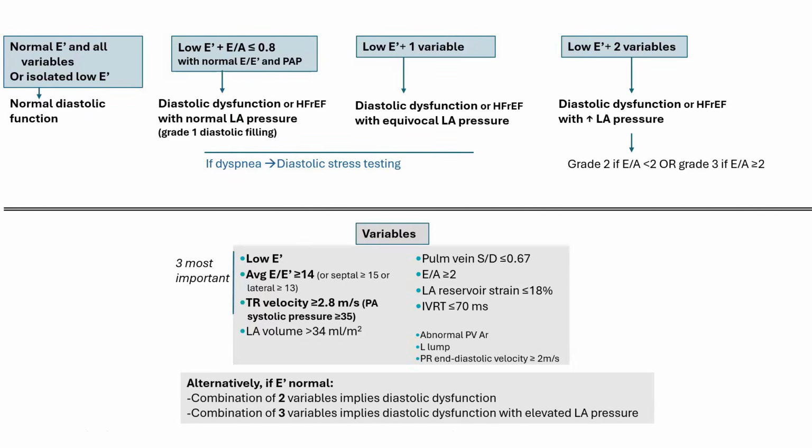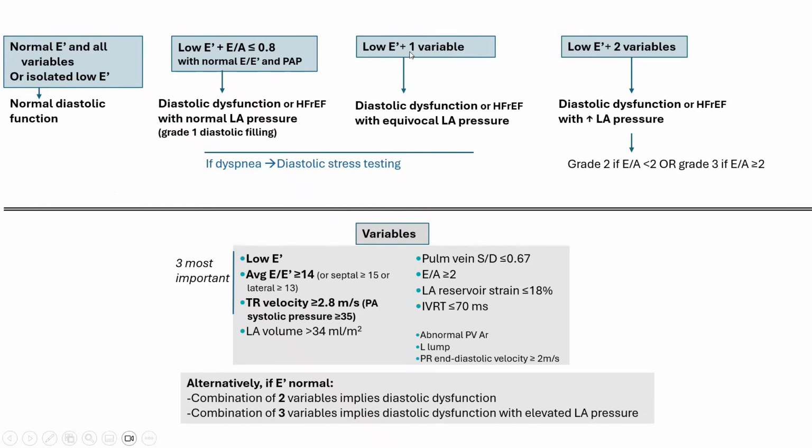Now, this is a more detailed summary of those 2025 ASE guidelines. This one is a little more complex, but is more faithful to those guidelines. And those guidelines like to start with an E prime. If you have a low E prime with an E to A ratio less than 0.8 and a normal E to E prime and PA pressure, you have a grade 1 diastolic dysfunction with a normal left atrial pressure.